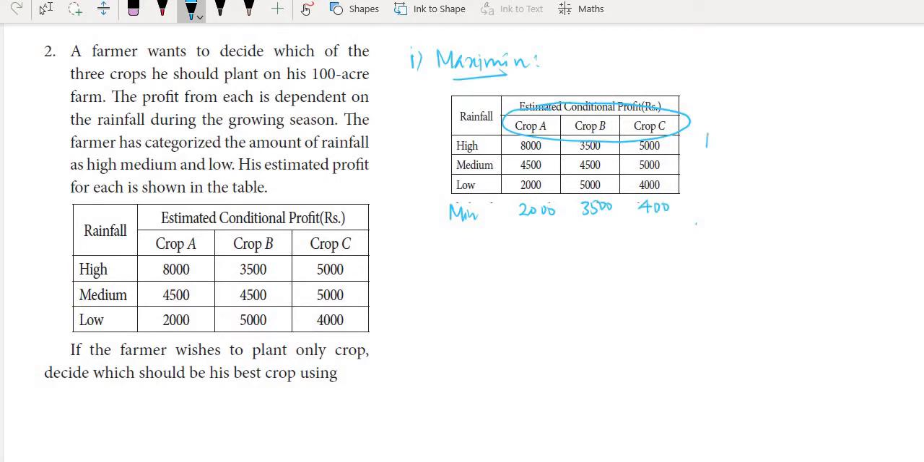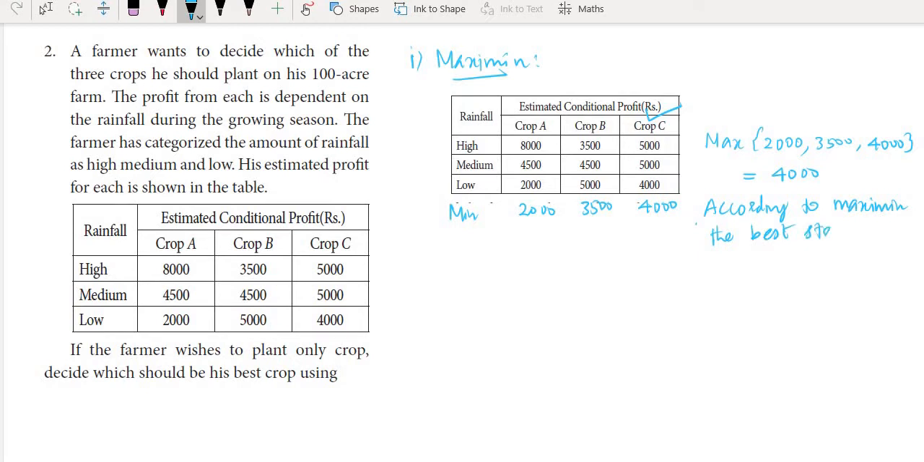Now I have to take the maximum among these values. So the maximum of 2000, 3500 and 4000 is nothing but 4000, which is the crop C. So what can we conclude here? According to Maximin, the best strategy is crop C.